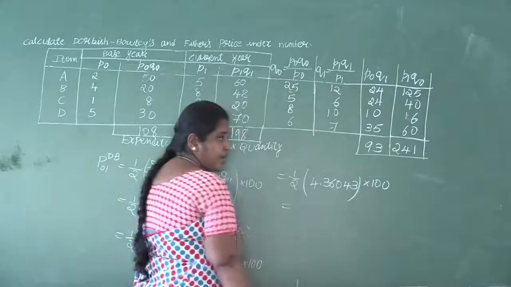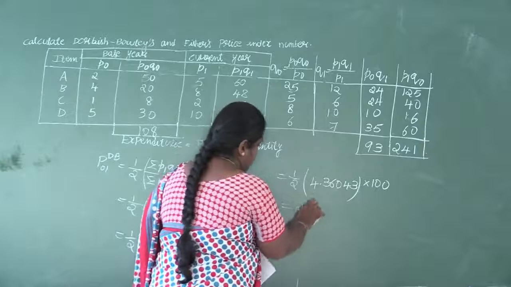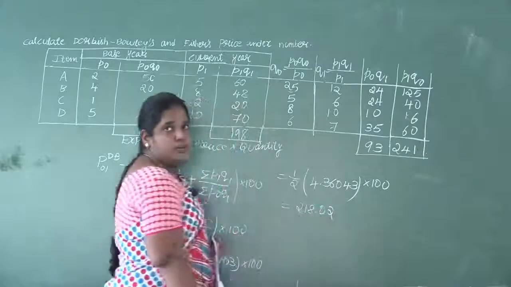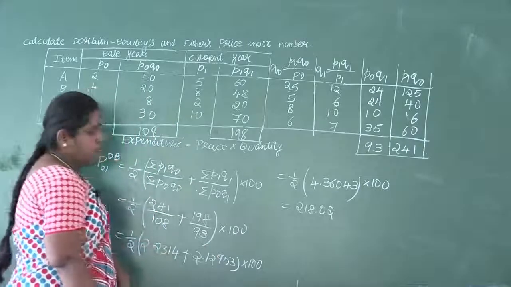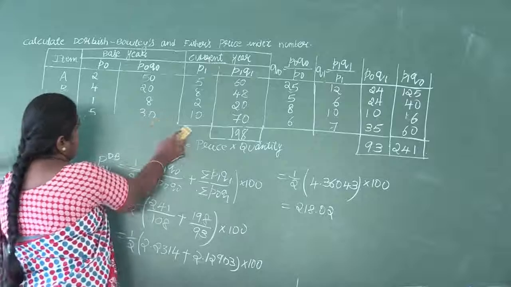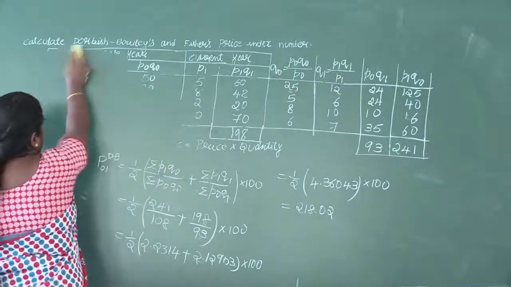Divide by 2 and multiply with 100. It is 218.02. 218.02 is the value for the Drobish-Bowley's index number. We have one more question in that, which is Fisher's price index number.